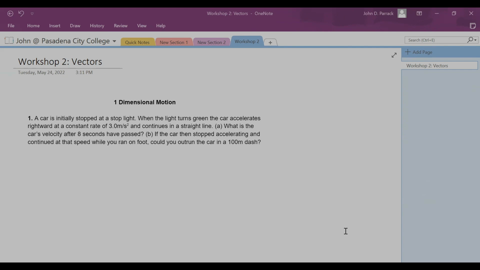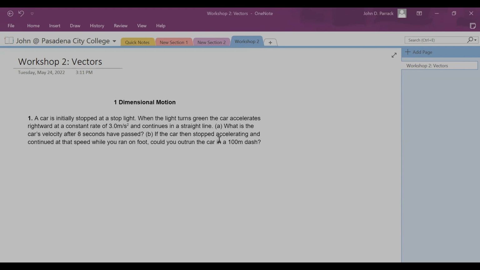I'm going to dive right in. We're going to start with one-dimensional motion. So our first question is, a car is initially stopped at a light. When the light turns green, the car accelerates rightward at a constant rate of 3 meters per second and continues in a straight line. What is the car's velocity after 8 seconds have passed? So that's part A. And then part B asks us, if the car stopped accelerating and continued at that speed while you ran on foot, could you outrun the car in a 100-meter dash?